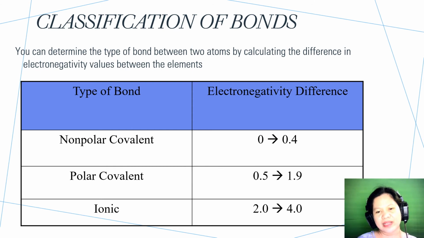Aside from that, it has a double bond, single bond, or triple bond. That is only true for covalent. For ionic, kaya usually pag ionic siya, single bond. Okay.